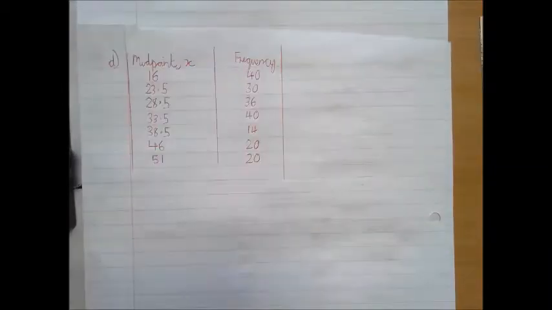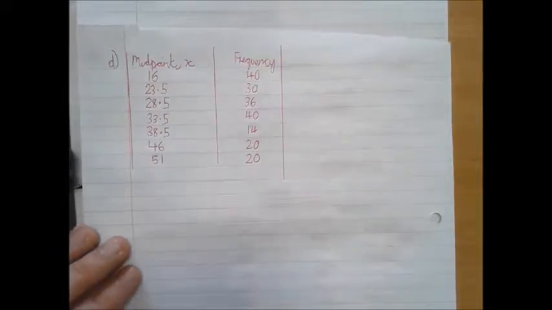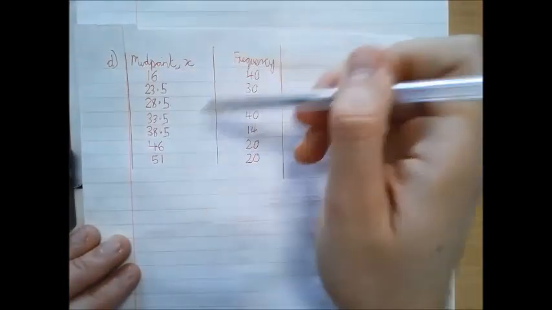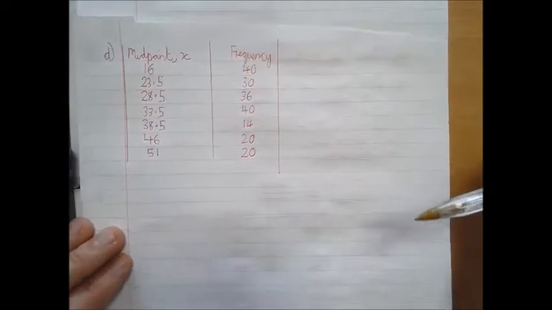So part D. The midpoint of each bar is represented by x and a corresponding frequency by f. So we've got to show that the sum of fx is 6,390. So what I've done is, from our original grouping, where we had 11 to 21, 21 to 26, etc., I found the midpoint of each, and of course we've got a frequency, and then we're going to work this out.